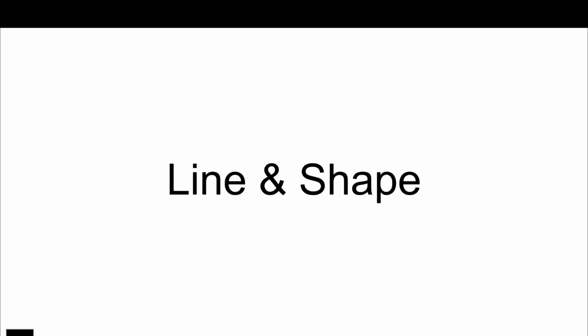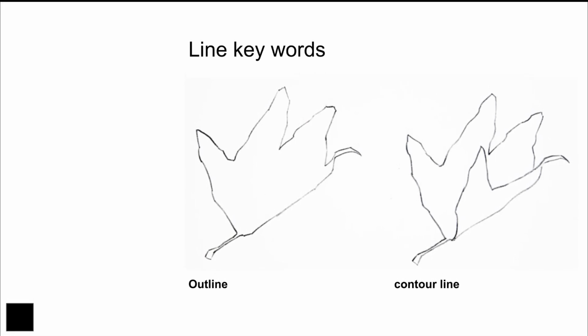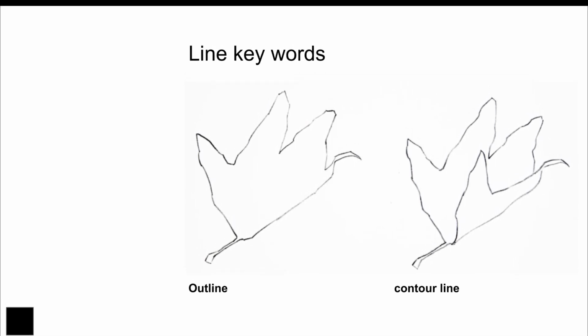Today we will be talking about line and shape. The first line keywords that we will look at are outline and contour line.